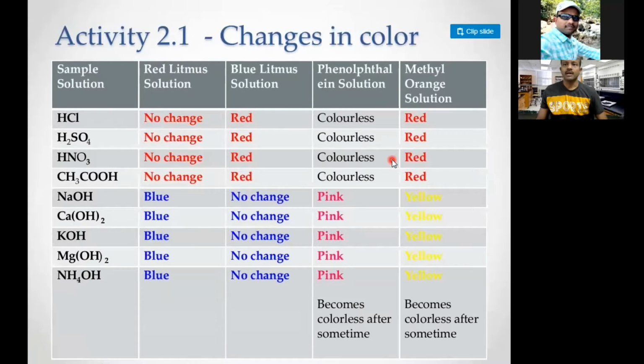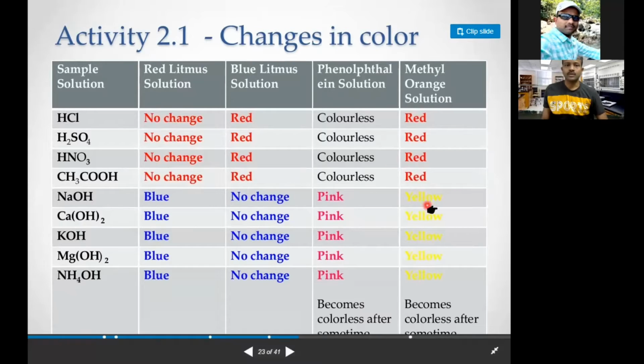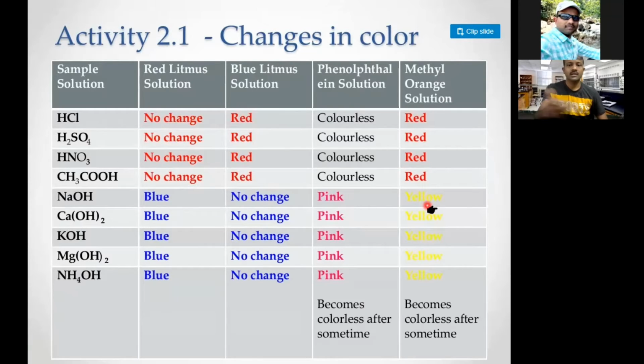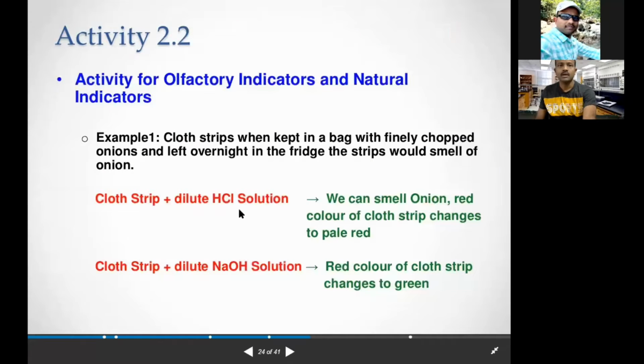So next, methyl orange solution. When you add this methyl orange solution to the acid, it turns to red color. When you add it to the base, it turns to yellow color and becomes colorless after some time when you keep it like this.